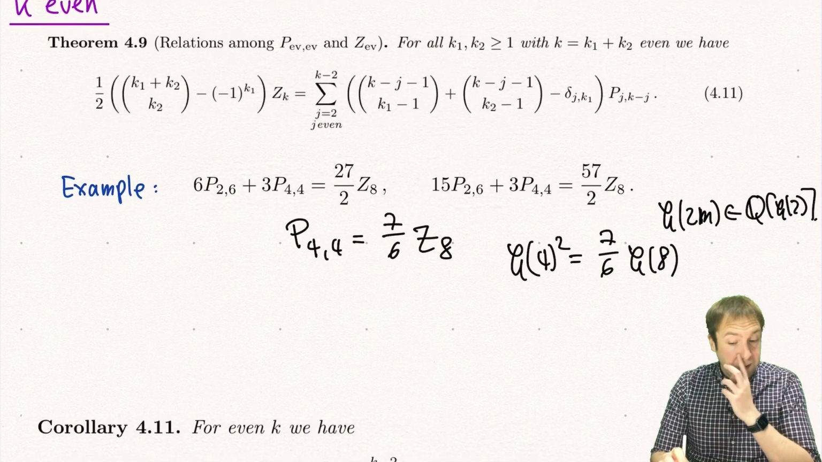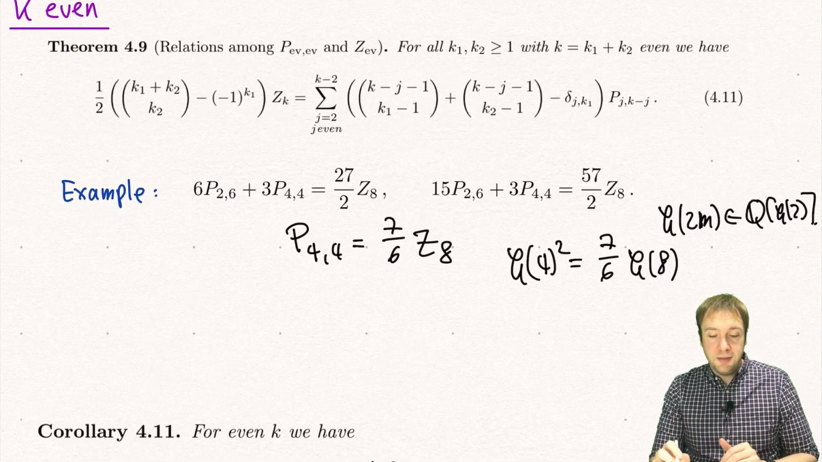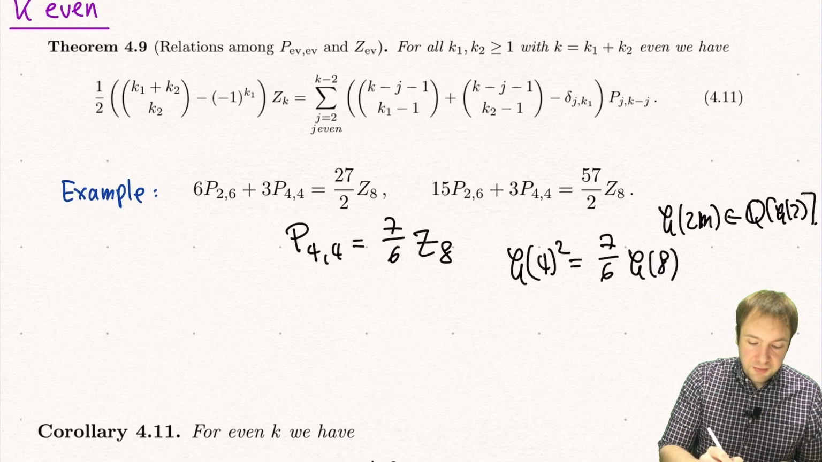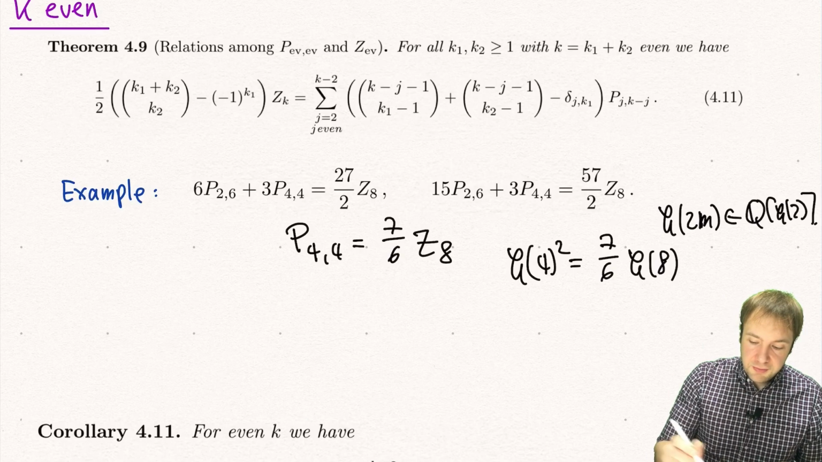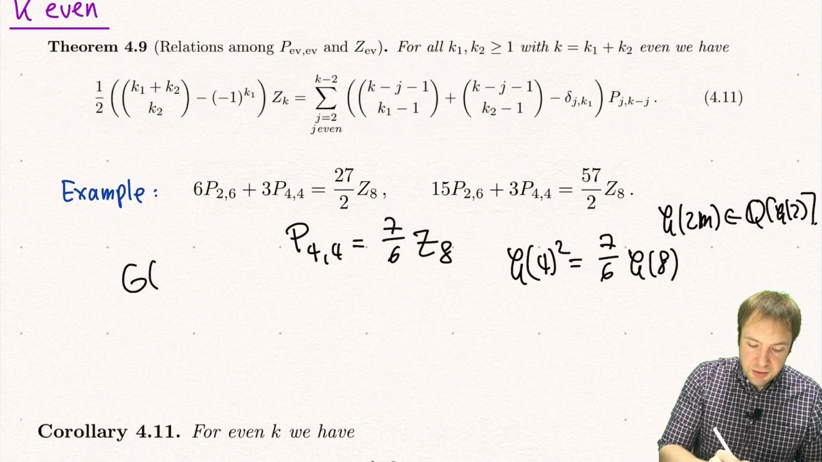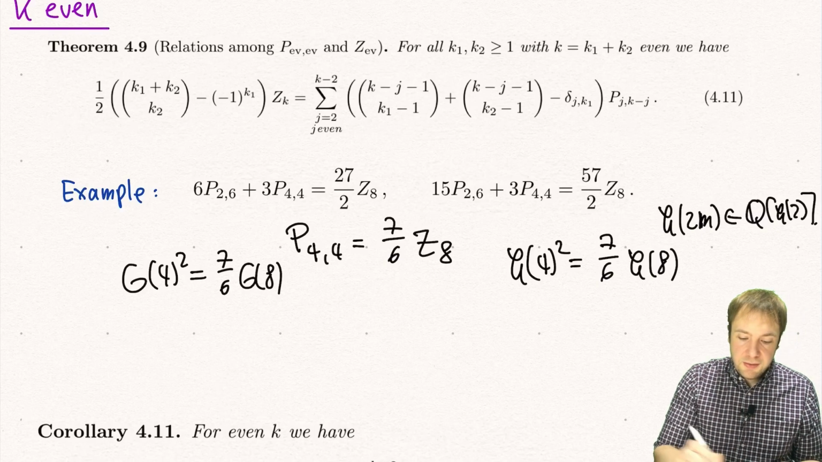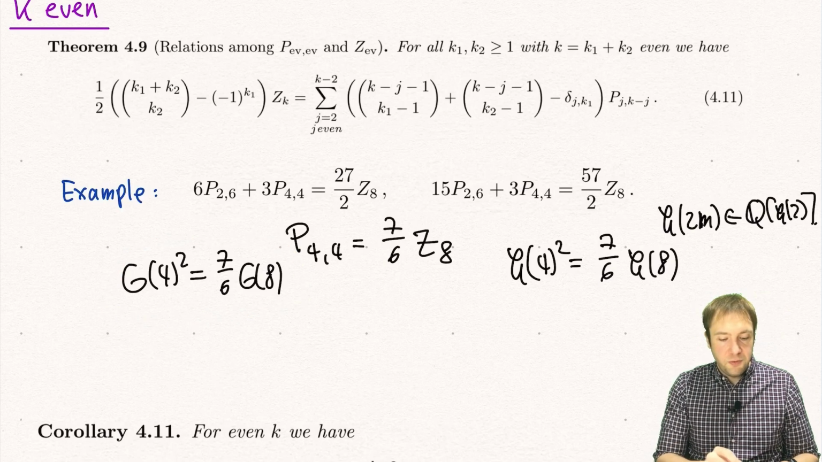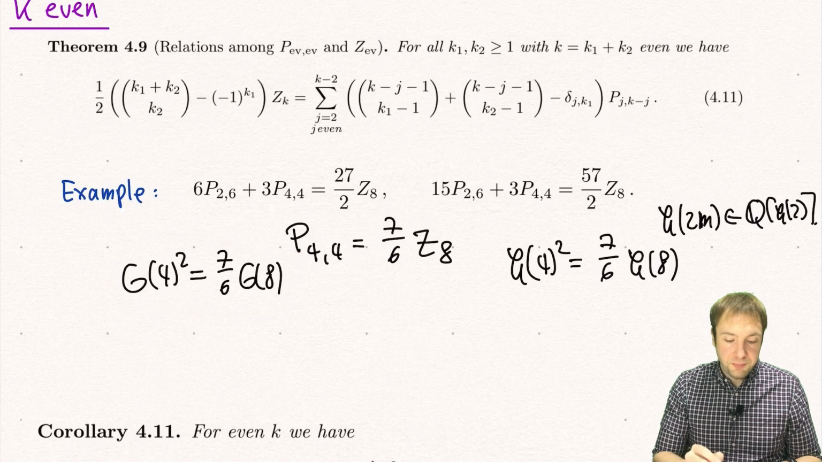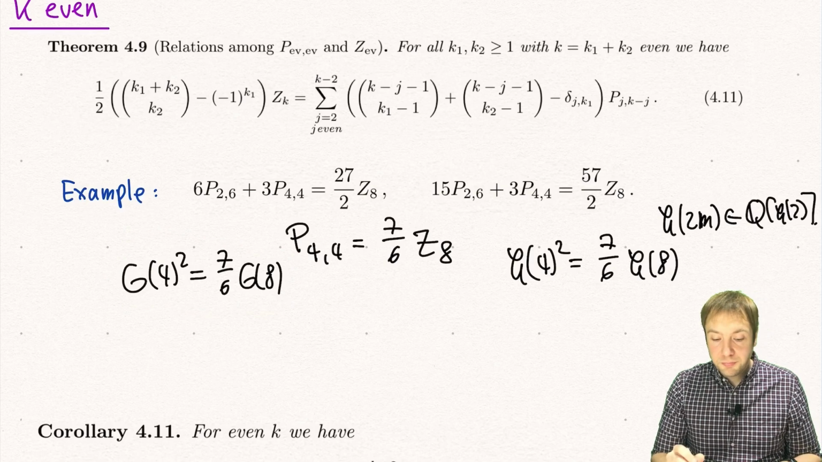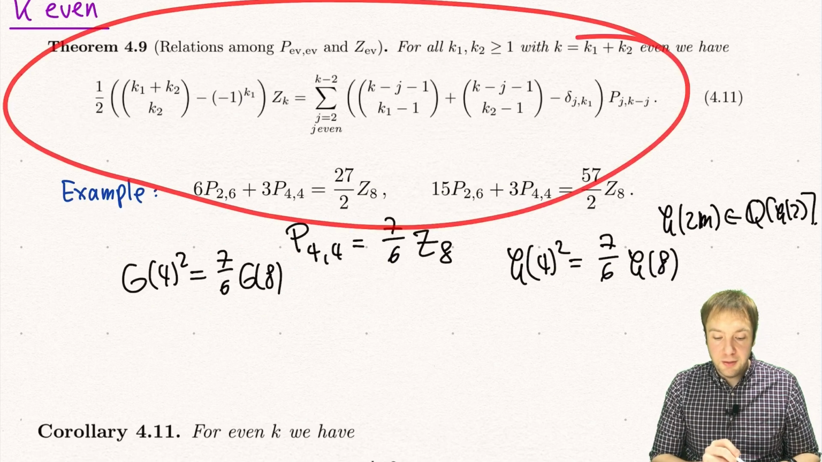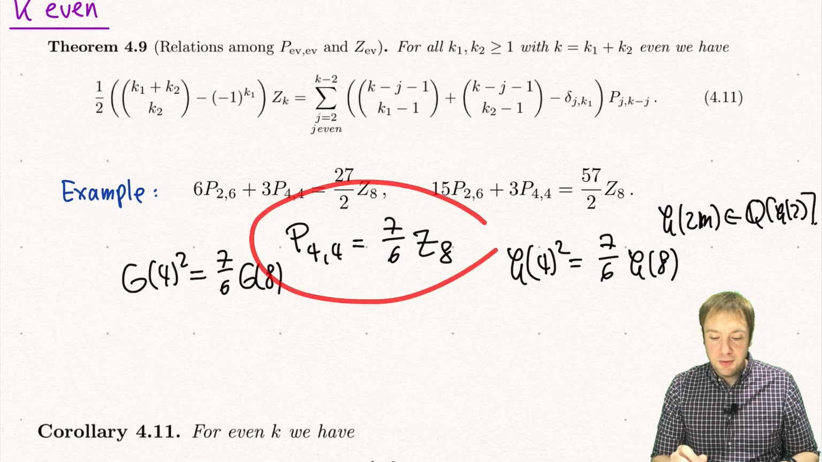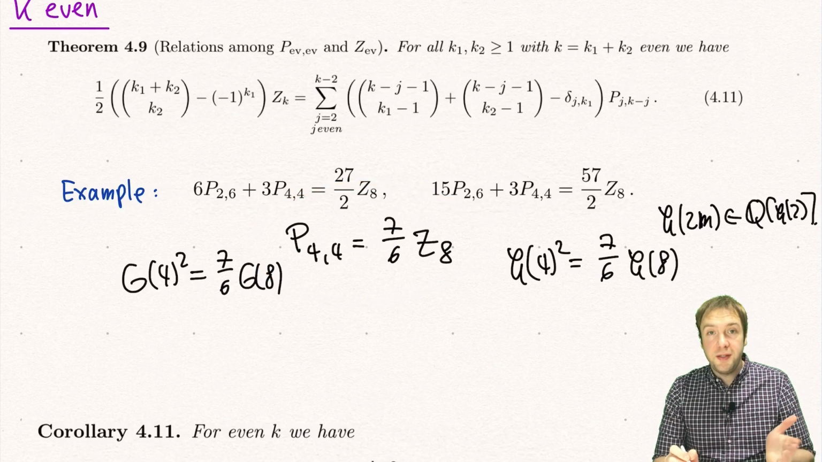But we will also see that with the other realization for Eisenstein series, this will imply that this is also true for G_4, that G_4 squared equals 7/6 G_8. And this is one part of the exercises you did before, where you proved a similar statement for the small g.